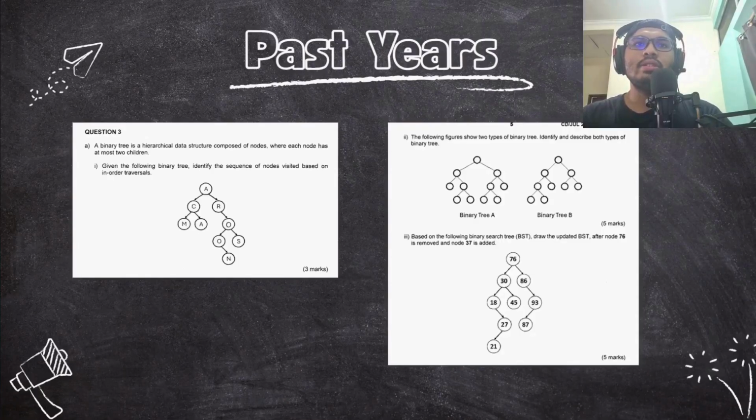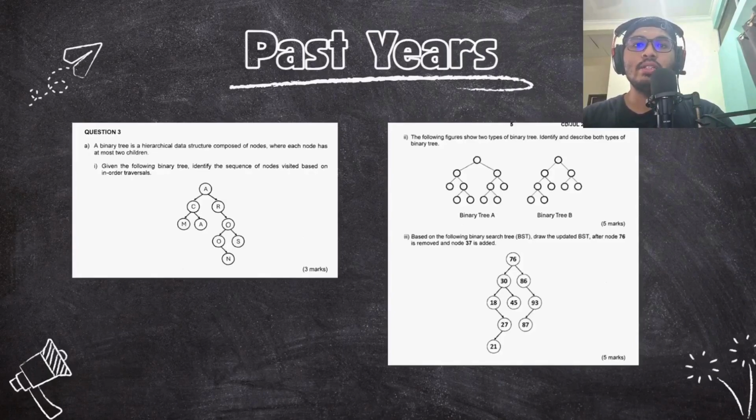A binary tree is a hierarchical structure composed of nodes where each node has at most 2 children. Given the following binary tree, identify the sequence of nodes visited based on in-order traversal. We will now answer this question. To solve the sequence of nodes visited within in-order traversal, we must start with the rule, which is to visit nodes in the following order from left to right subtrees.